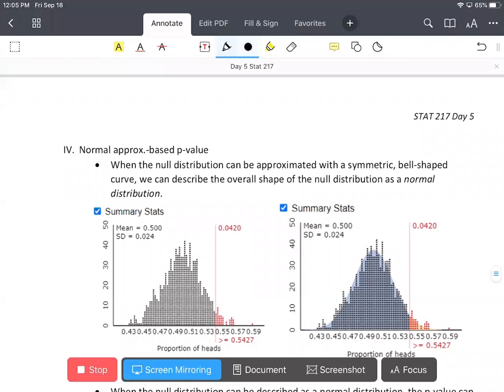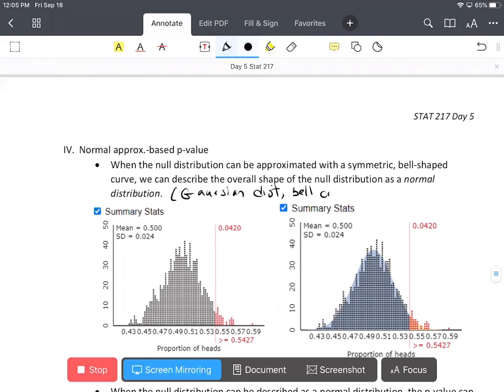Now, we're going to switch gears a little bit. We're going to talk about a new idea here, a normal approximation-based p-value. Most of us have heard about the normal distribution. It can also be called, and don't flip out, the Gaussian distribution. If you have not heard of these, that's okay. Some of you may have. It's also called the bell curve.